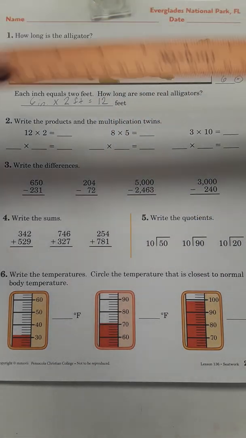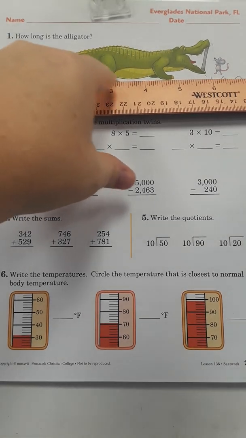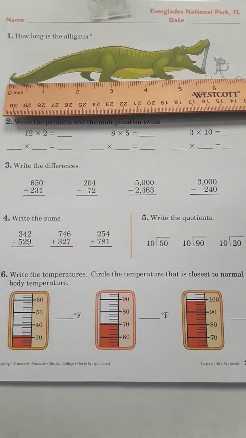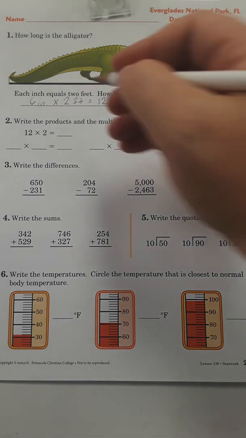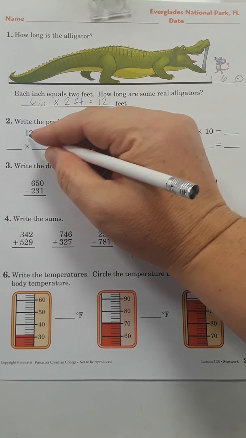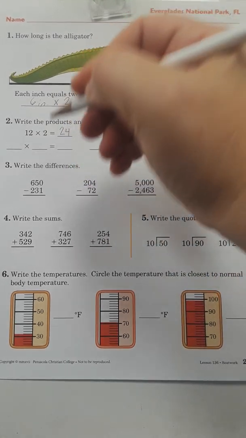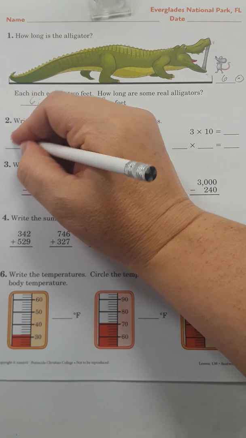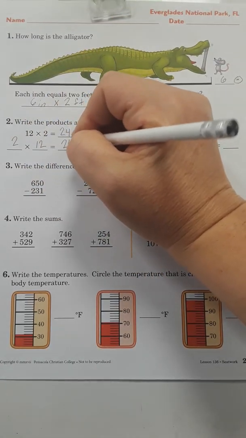It would be each inch equals 2 feet. This would be 2, 4, 6, 8, 10, 12. Write the products and the multiplication twins. 12 times 2 equals, what's double 12? 12 plus 12 is 24. And the twin is 2 times 12 equals 24.